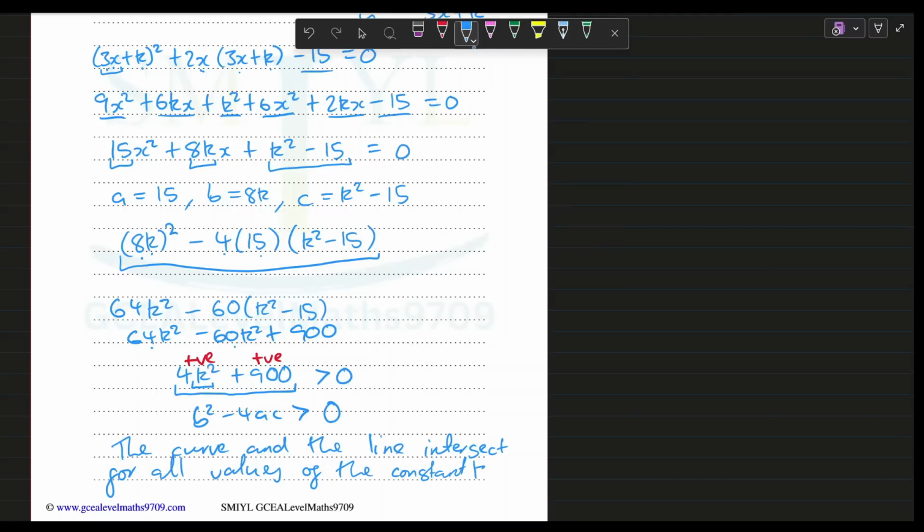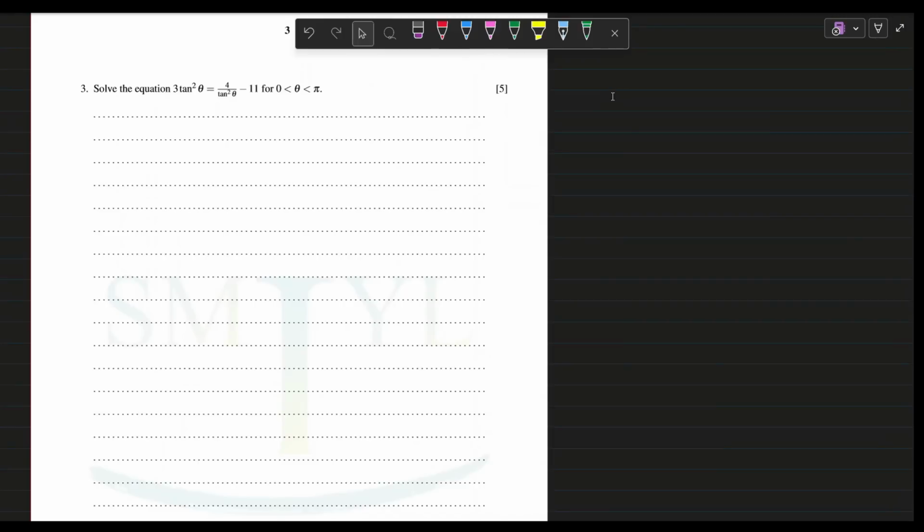And we've proved this. Number 3. Solve the equation 3 tan squared theta is equal to 4 over tan squared theta minus 11, for theta between 0 and pi. Alright, so we've got 3 tan squared theta is equal to 4 over tan squared theta minus 11. Let's multiply through by tan squared theta to get rid of the denominator.